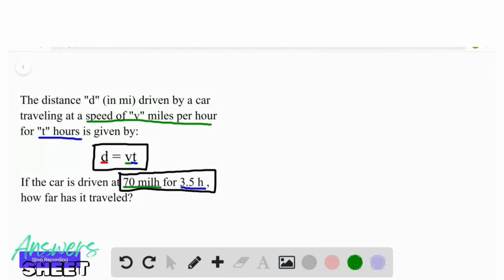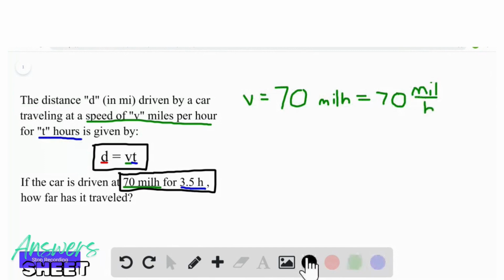So let's just rewrite this out on the side. So we have v equals 70 miles per hour. I'm going to rewrite this real quick as 70 miles per, notice the division sign, hour. Because the word per is really just a division sign, right? So miles per hour. Okay.